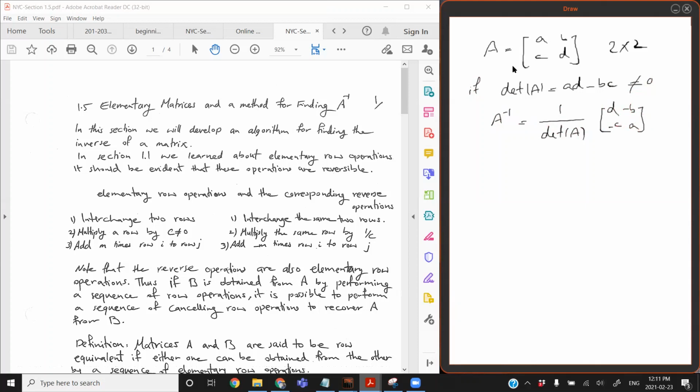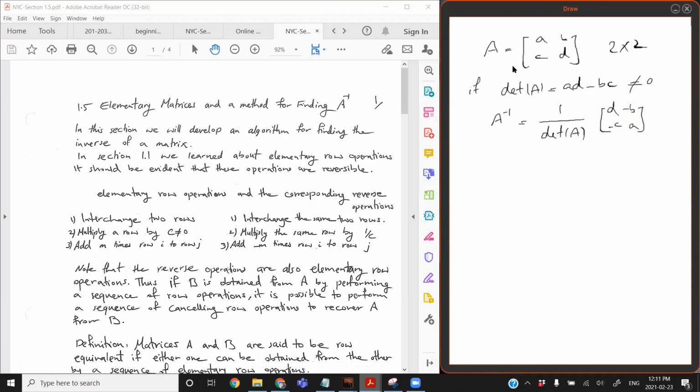So what if you have a 3 by 3 matrix? What if you have a 4 by 4 matrix that is invertible? How would you find the inverse of that? This is something that we're going to learn in this section. We're going to learn two different methods of doing that.